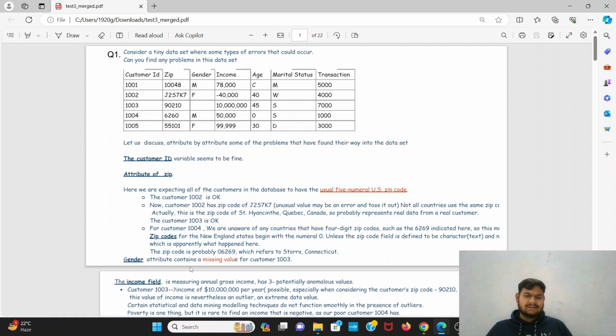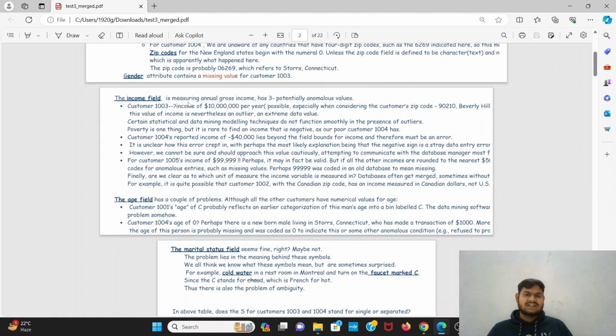The gender attribute contains a missing value for customer 1003. The income field, measuring annual gross income, has three potentially anomalous values. Customer 1003's income of $10 million per year is possible, especially when considering the customer's zip code, 90210, Beverly Hills. This means that income is nonetheless an outlier, an extreme data value. Certain statistical and data mining techniques do not function smoothly in the presence of outliers.